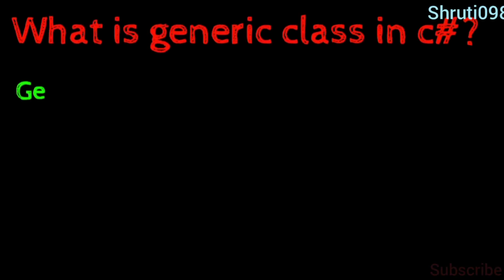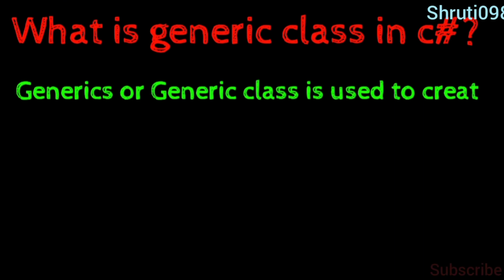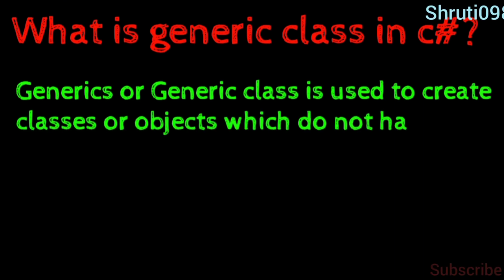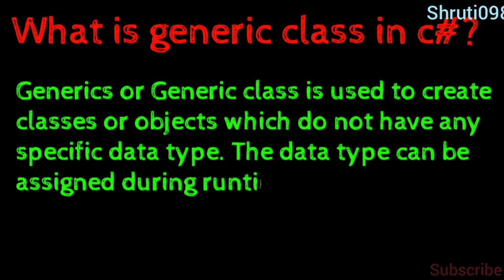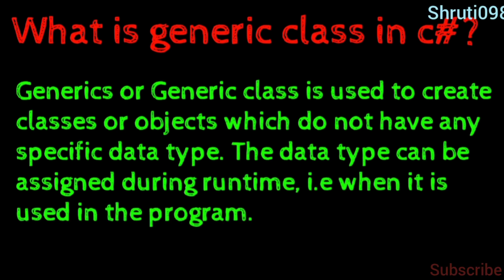Question: what is a generic class in C#? Answer: generics or a generic class is used to create classes or objects which do not have any specific data type. The data type can be assigned during runtime, i.e. when it is used in the program.